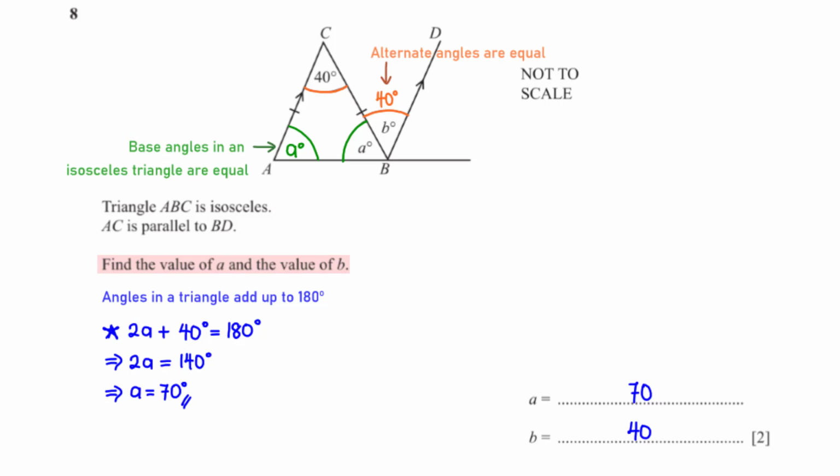Since AC is parallel to BD, then these two angles are alternate angles. Alternate angles are equal. This means B should also be equal to 40 degrees.